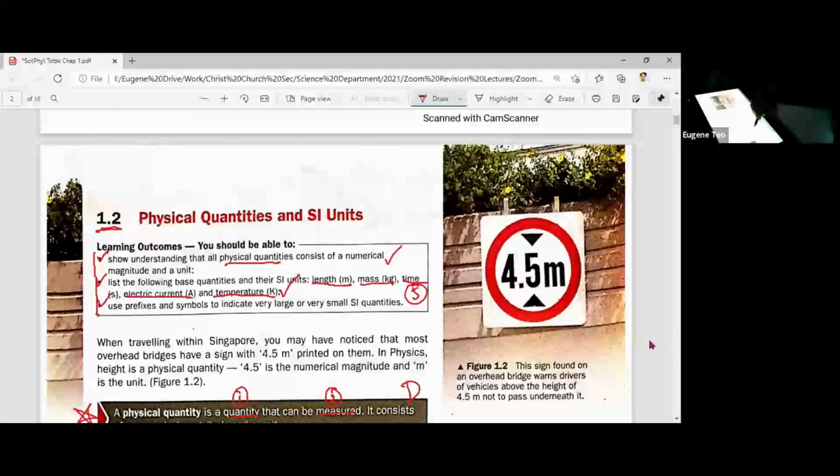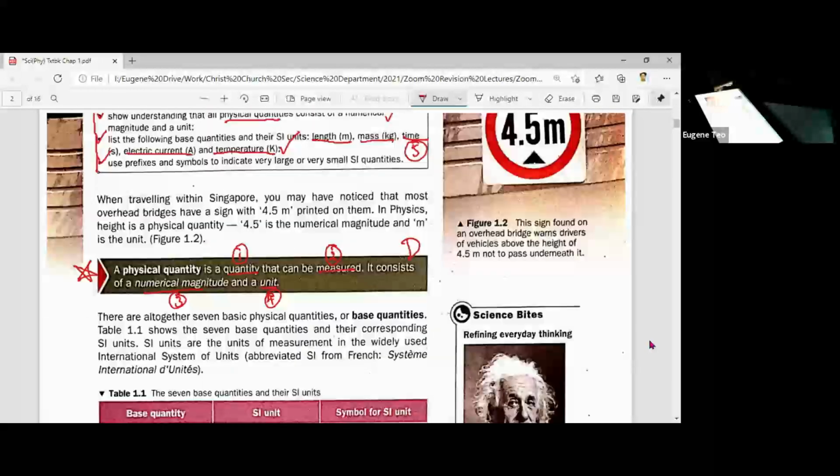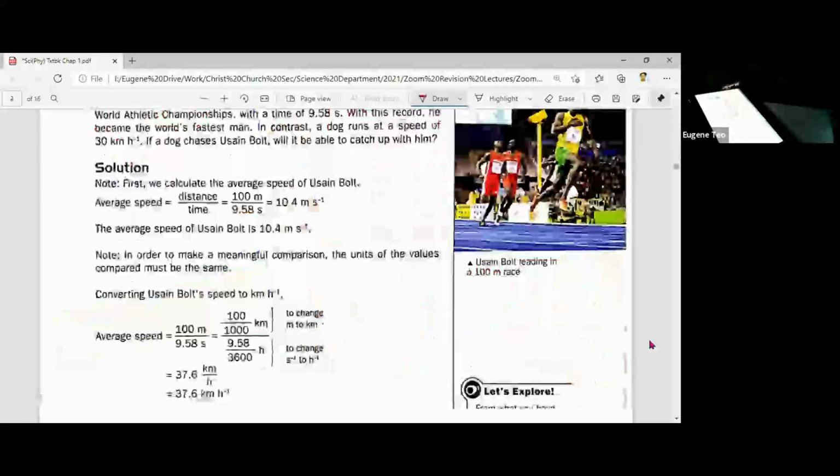Next, we learned how to use prefixes and symbols. We learned how to remove the prefix, how to insert the prefix, and how to convert from one prefix to another. So that is the first section, section 1.2. How about section 1.3? What did we cover?